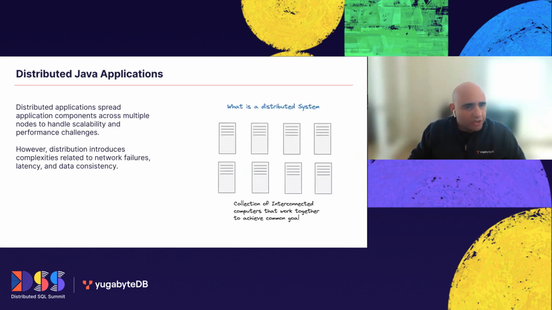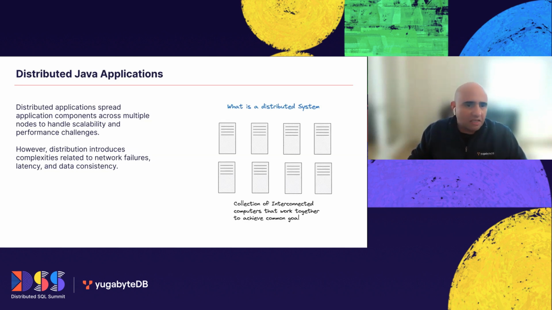Now let's talk about distributed Java applications. Now that we have established why resiliency is paramount, let's delve into the world of distributed applications. Distributed applications are all about spreading your application components across multiple nodes. It's like building a robust web that can handle scalability and performance challenges with ease. Picture this. Your application isn't confined to a single server. Instead, it's distributed across multiple nodes or servers, each with its own set of responsibilities.